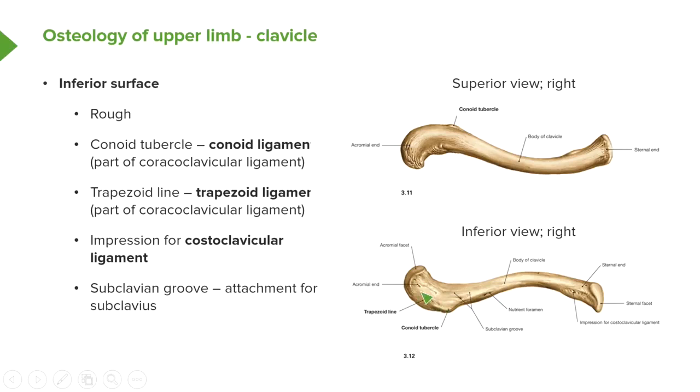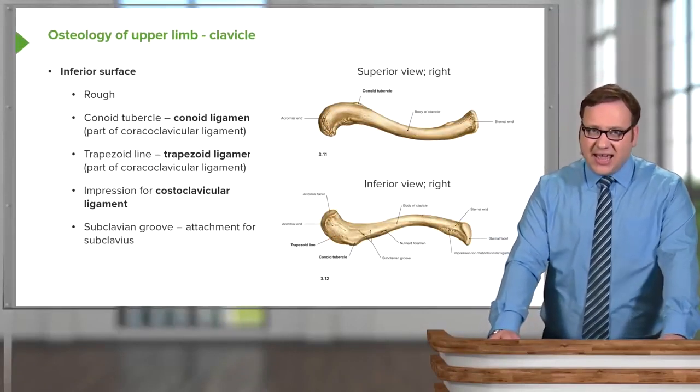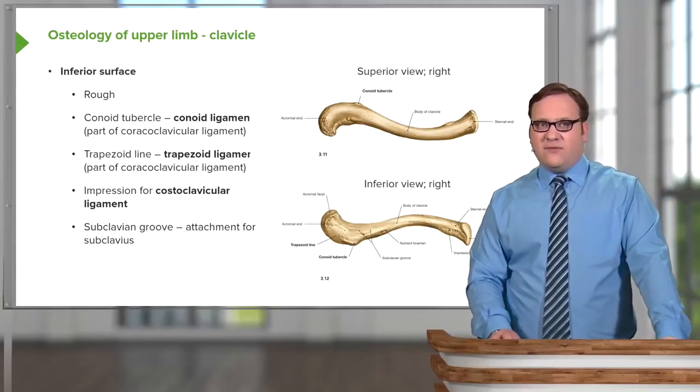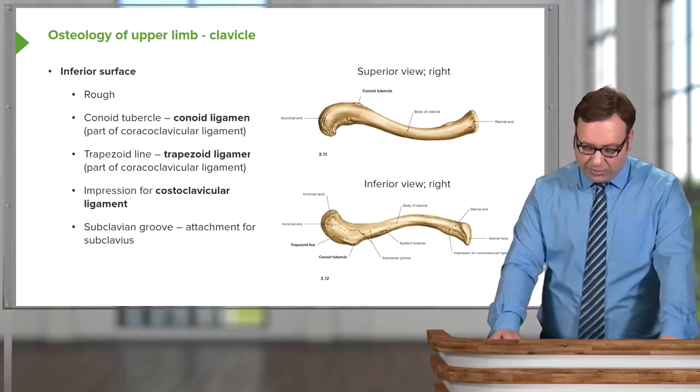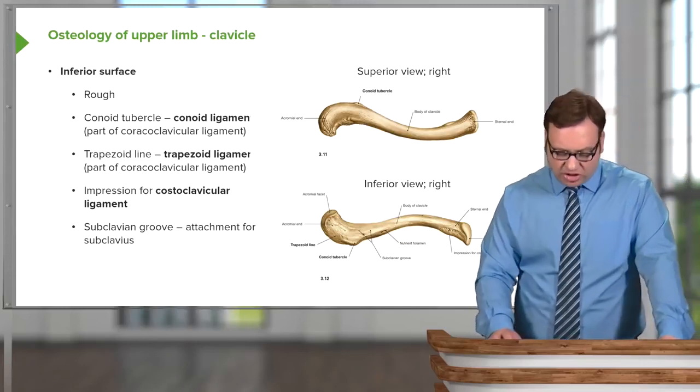And we also have, connecting really the conoid tubercle to this acromial end, the trapezoid line. We can see the trapezoid line, this slight roughened area here. And that's also important because that's where the trapezoid ligament attaches. And this again is part of the coracoclavicular ligament. And this is important again in helping to stabilize the shoulder joint.